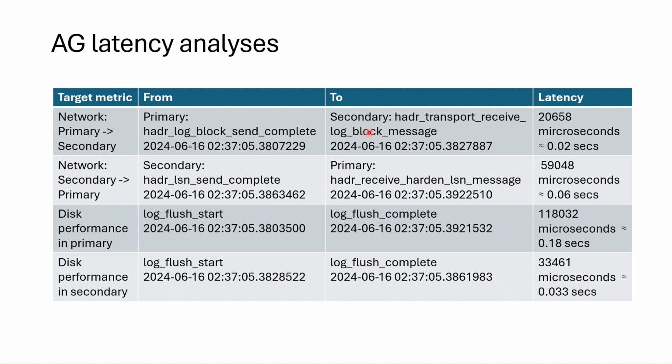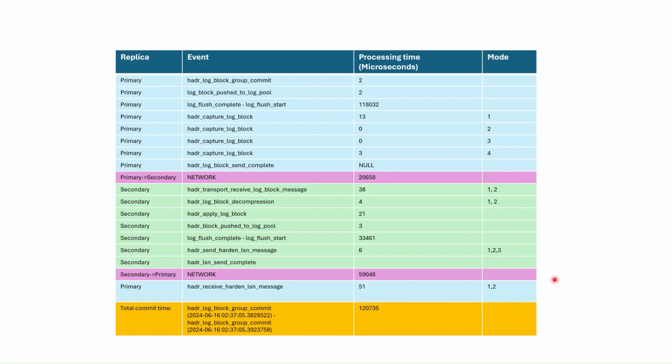For example, if we subtract the send complete timestamp from the receive timestamp, we get the primary to secondary network latency. In this way, you can spot where the latency is happening, networking or disk. If you want to go deeper, you can check the processing time of each step in the event. We insert the calculated latencies here from the previous slide, okay? Here you can spot any big latencies and target the step where the latency is happening.